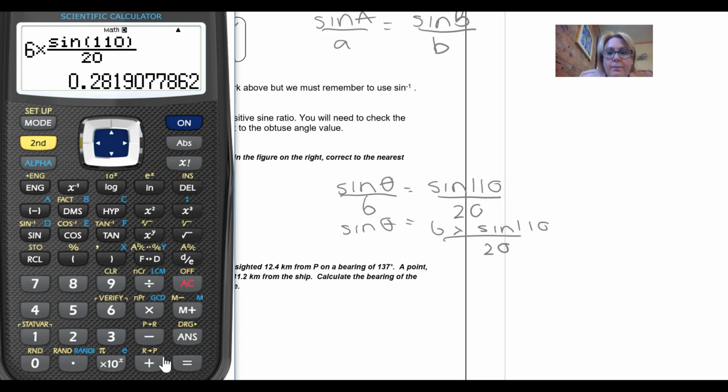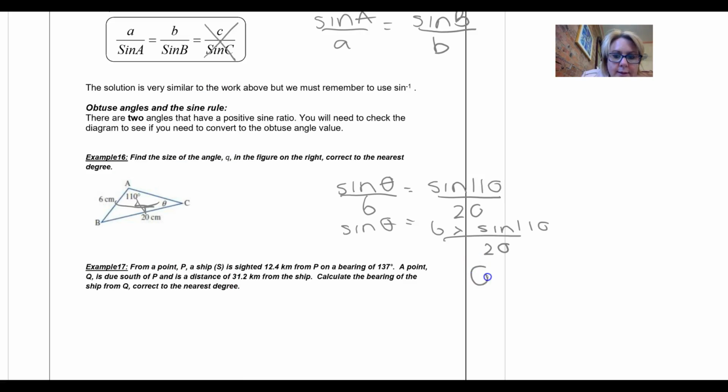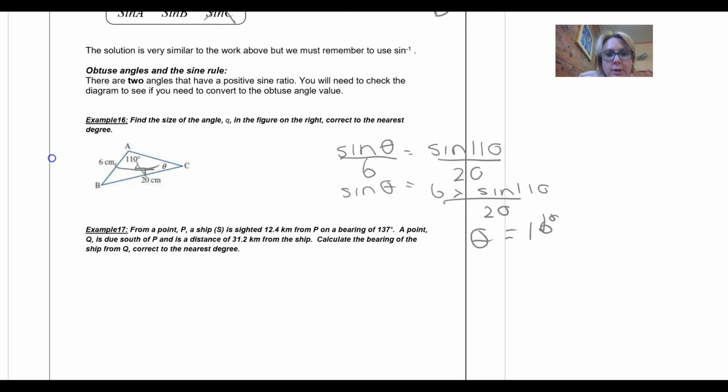I need an angle. What do I have to do if I want an angle? Second function, sine, the answer, equals 16 degrees. Finding an angle, you need the second function. So if you work it out, don't forget, 0.28 is not an angle, 16 degrees is an angle. So if you get a decimal, you've forgotten that second function sine.